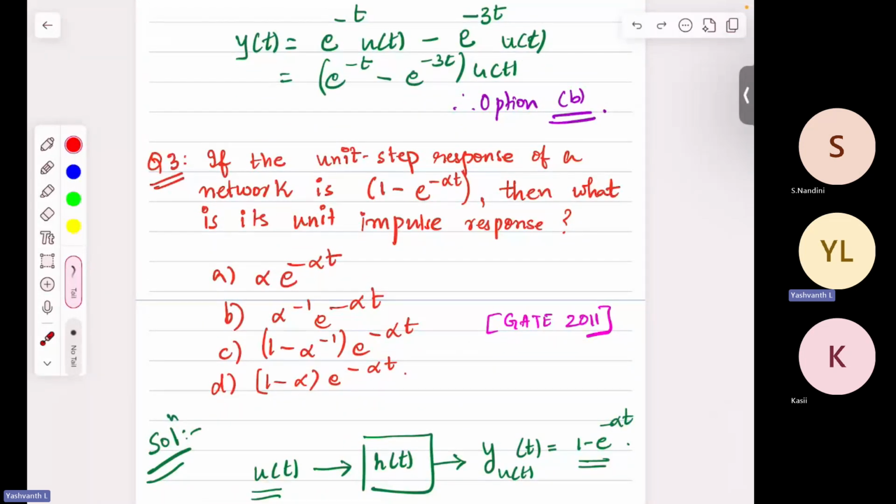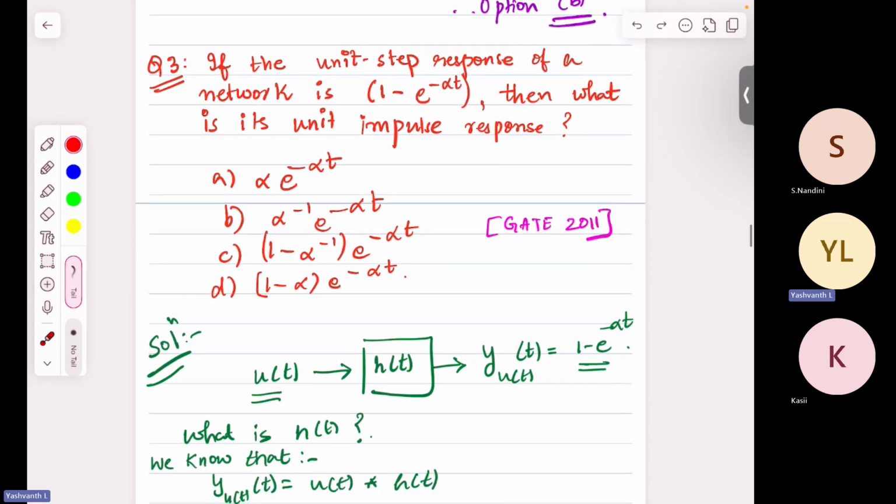The next question goes as follows. If the unit step response of a network is 1 minus e power minus alpha t, then what is its unit impulse response? What they are saying is, you pass a unit step function as the input, then the response means output. So if you pass the unit step function as an input, then the output is given by 1 minus e power minus alpha t. For such a system, if I pass a unit impulse as the input, then what is its output? That's basically the question. And this was a question asked in GATE 2011.